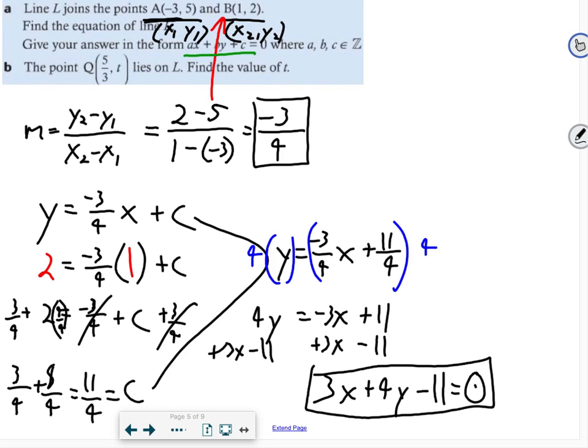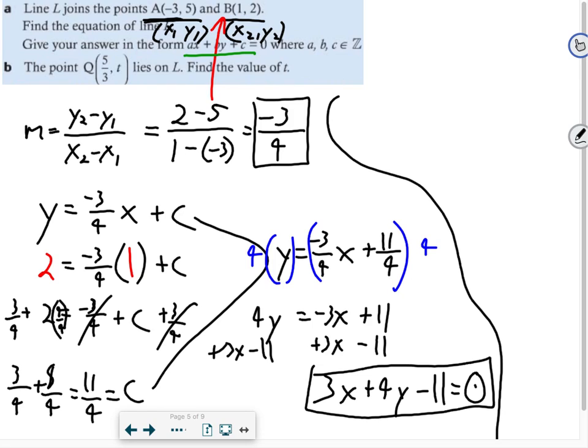Okay. Part B says a point 5/3, comma t lies on L. Find the value of t. So using all this information, okay, I'm going to go ahead and use 5/3.